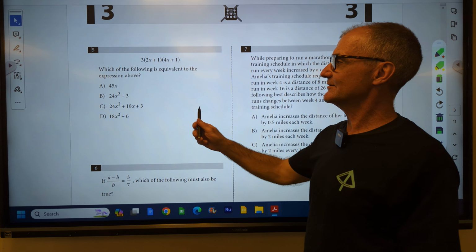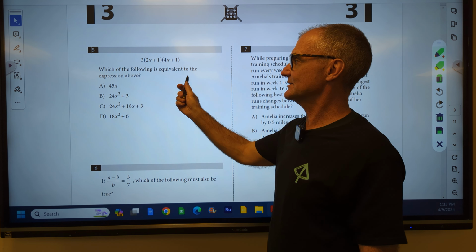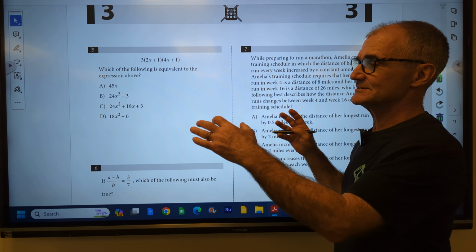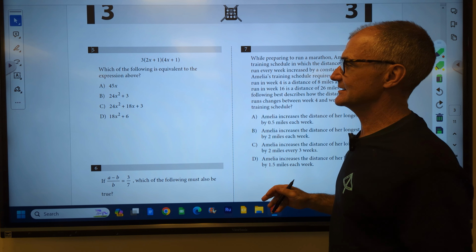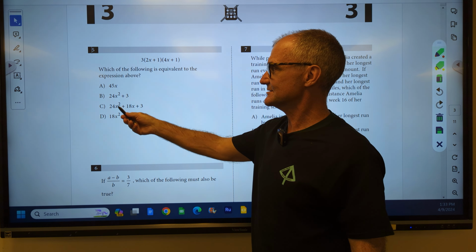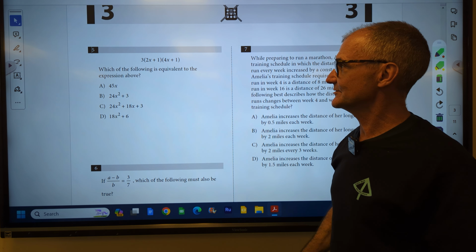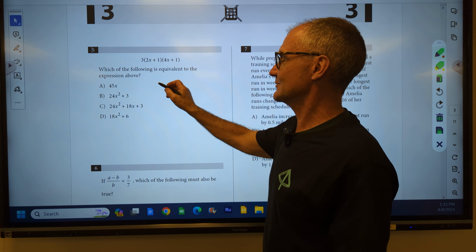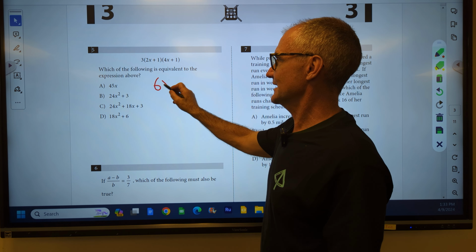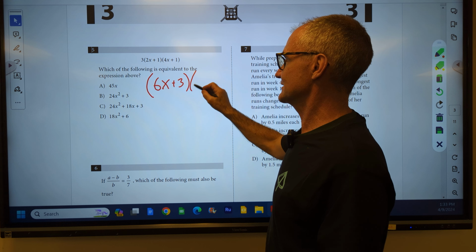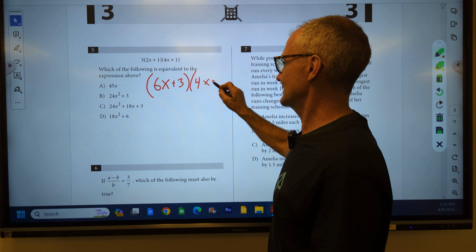Okay, problem number 5 here. Which of the following is equivalent to the expression above? Well, an expression means there's no equal sign, so I just have to open that thing up. I glance down at my answers. Here's a single term, 2 terms. There's only one answer with 3 terms. I'll multiply that 3 through that quantity first to get 6x plus 3 times the second quantity, 4x plus 1.